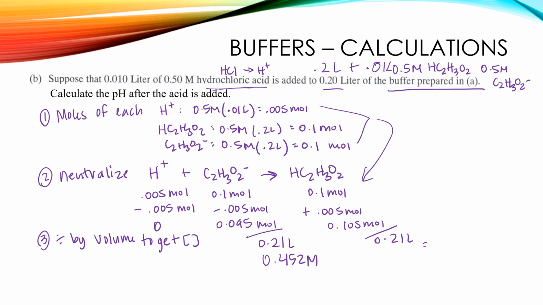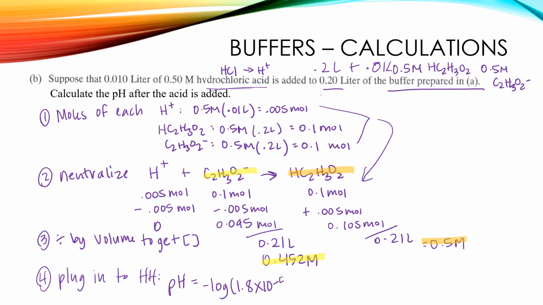And 0.5. So those are my new concentrations of acetate and acetic acid. So now I can just plug those into Henderson-Hasselbalch. So pH equals pKa. I have the Ka value of acetic acid. It was on the previous slide, so you would have it if you were working this problem.